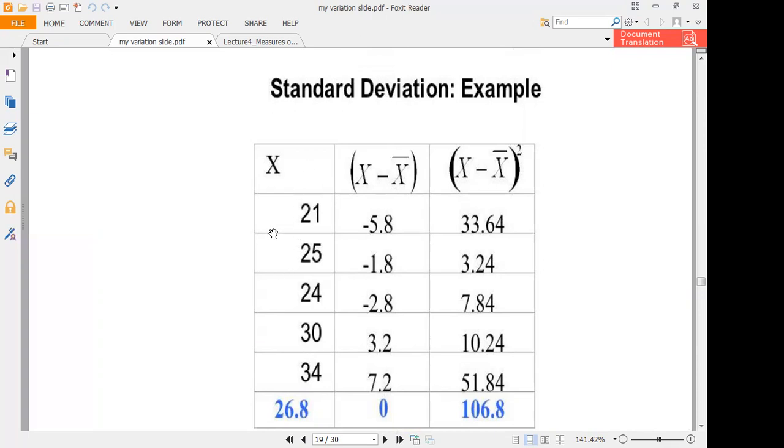So if you are transforming by addition, you can decide to add 5 to everything here. You have 26, 30, 29, 35, 39. That means that will be your new data. That's what we mean by transforming.